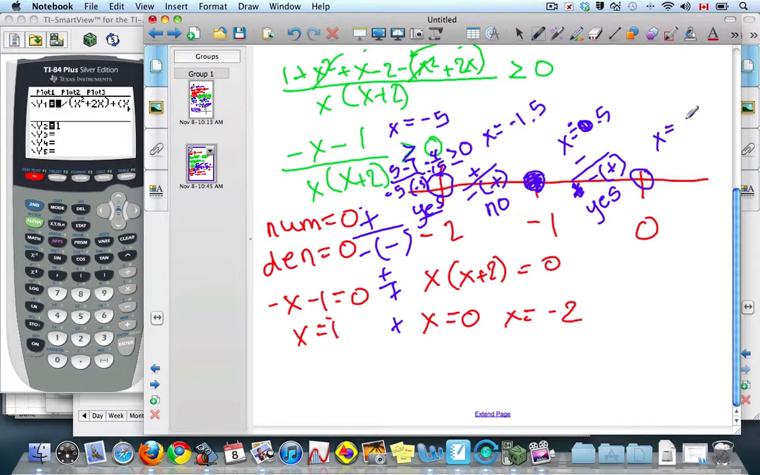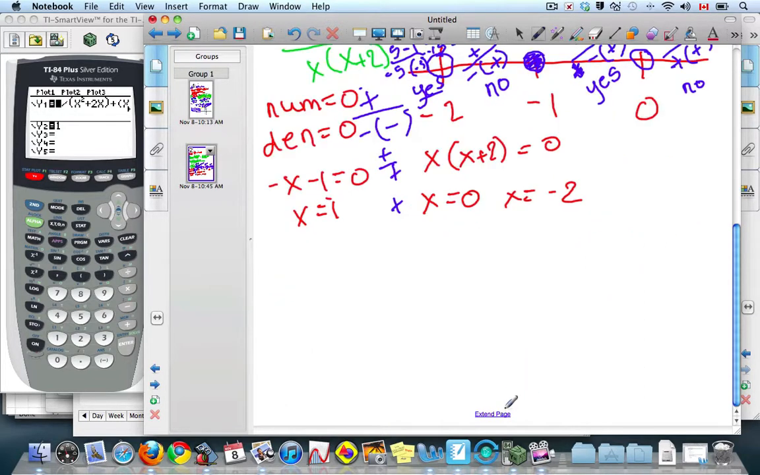Okay. Last one. Easy peasy, it's 1. So the top is negative, the bottom is positive, and positive. Positive. Ends up being negative. Greater than or equal to 0? No. Nope.